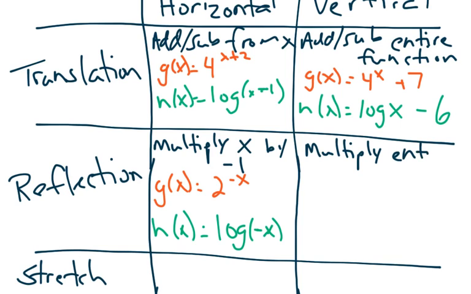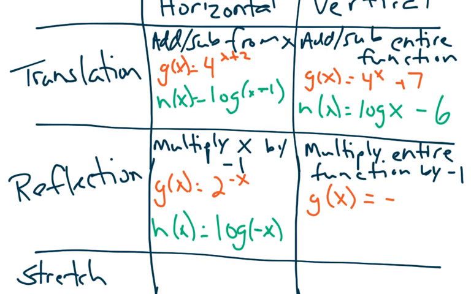Multiply the entire function. And again, we're multiplying it by negative 1. Multiply the entire function by negative 1. So an example of an exponential function could be something like g of x is equal to negative 5 to the x power. Notice the negative sign is now out front. And for logarithmic, h of x is equal to negative log of x.